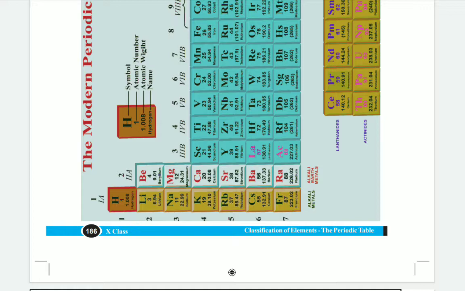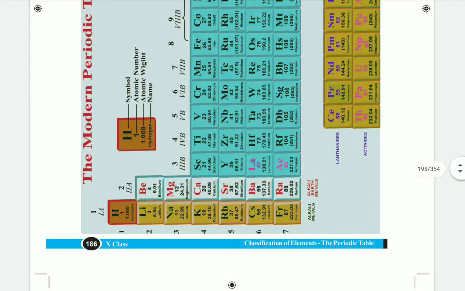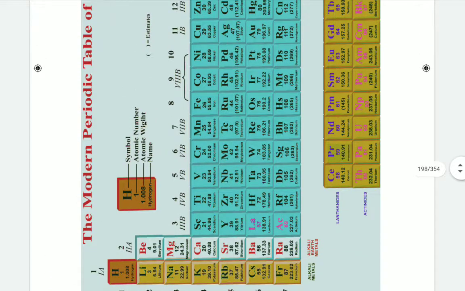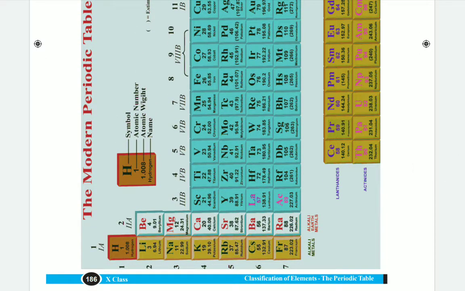That one electron is always in the first main shell, and it goes to the first subshell, which is the s subshell. So we write the electronic configuration of hydrogen as 1s1. In 1s1, the 1 shows the main shell, s is the subshell of that main shell, and the superscript 1 is the number of electrons present in hydrogen.